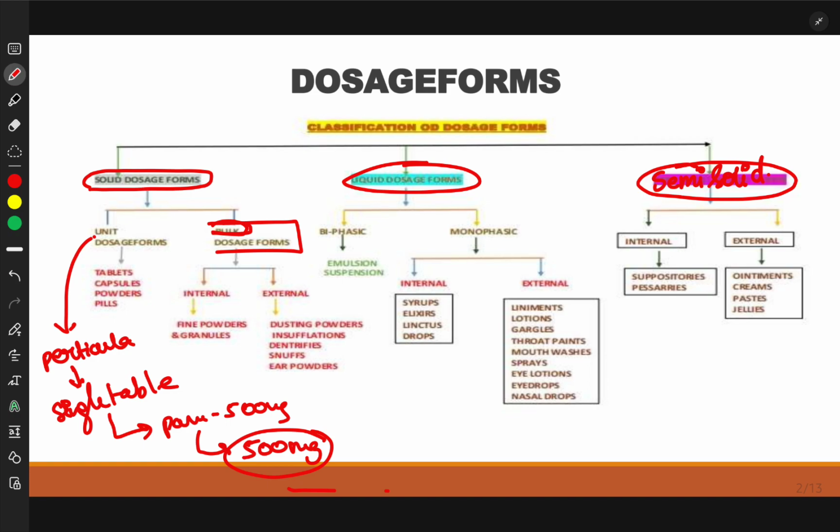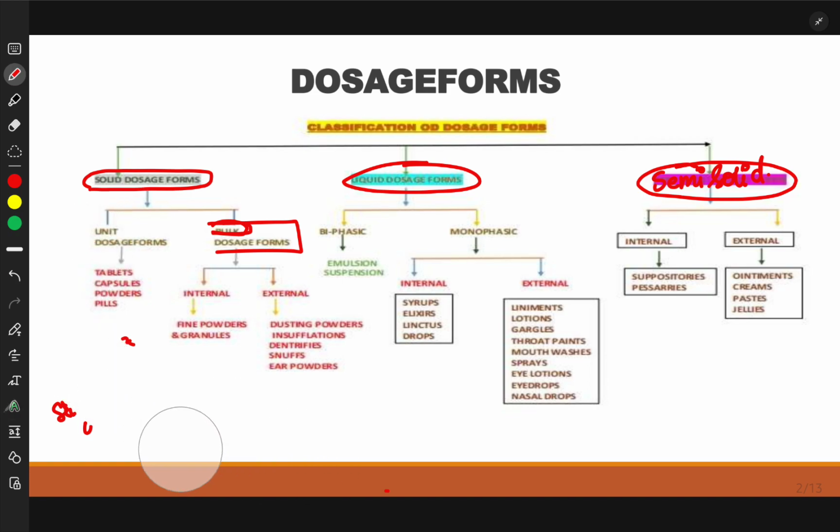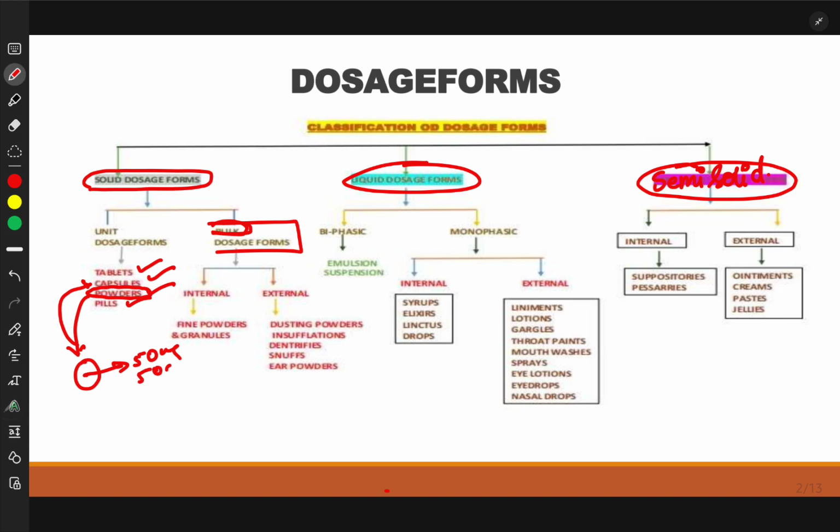See here, in unit dosage forms, we have tablets, capsules, powders, pills. You may have a doubt about why powders are placed in the unit dosage form. Either it has very bulky properties and cannot be taken directly, so these powders are filled into capsules. In each capsule we place a particular amount of drug, let's say 50 mg or 500 mg or 30 mg, whatever the requirement is. So this is placed in the unit dosage form.